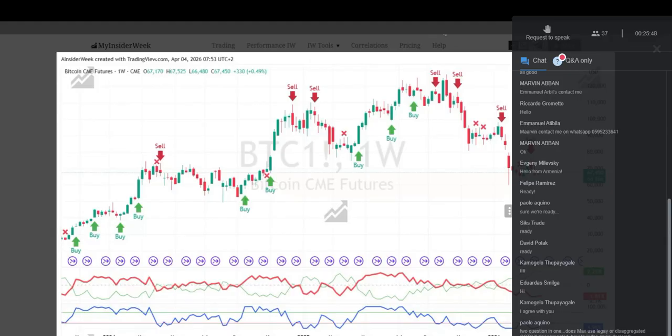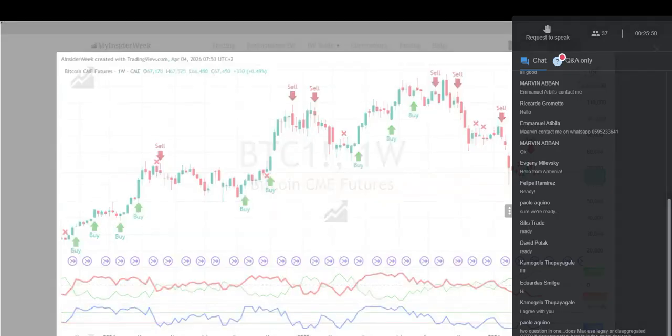Let's have a look at this market here. So here we have a resistance. So we got a buy signal, we got a breakout. Then we have again resistance. So we got a buy signal, we got a breakout. Then we got the first sell signal, we got a second sell signal.